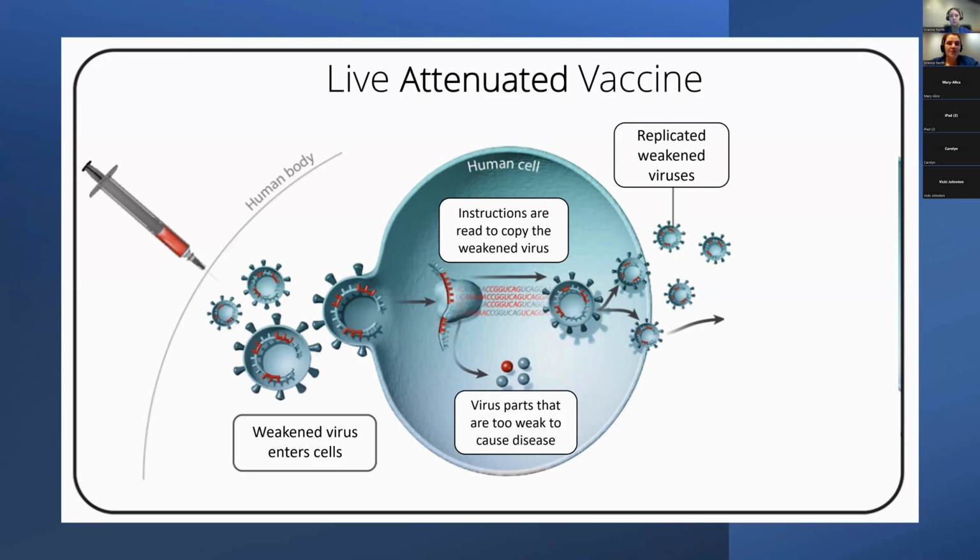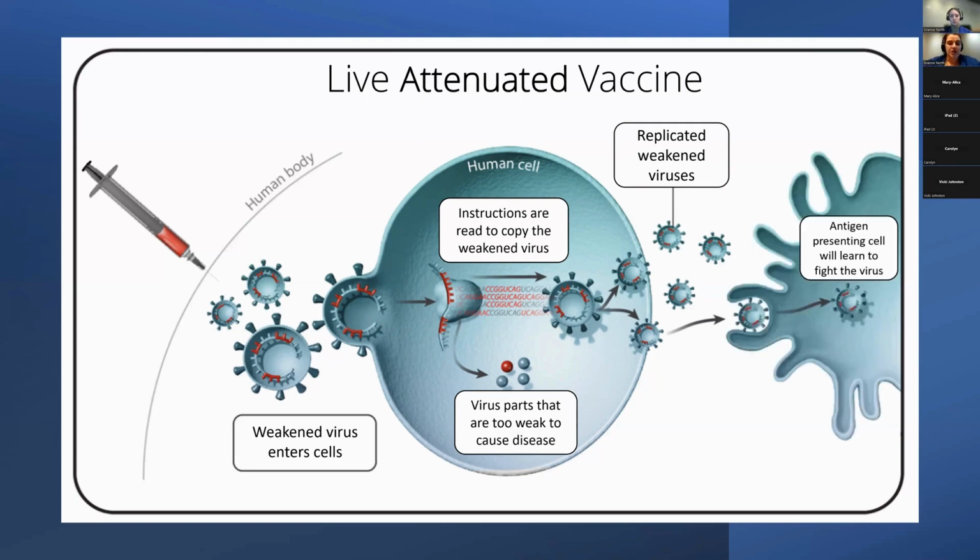Once those weakened viruses are floating around, our body does what it does very, very well, and it's going to go fight off those things. It's going to bind to that weakened virus and learn what its antigens are, so the antigen presenting cell is going to fight this virus. And then if we're ever exposed to the actual virus that can make us sick, it's going to be able to fight it off much, much faster.